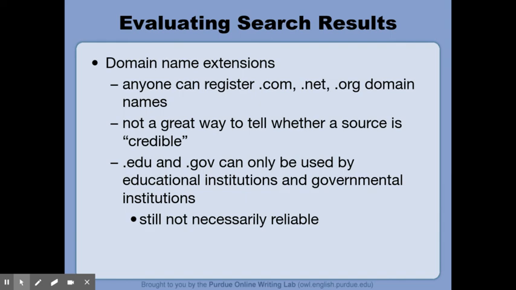.edu and .gov can only be used by educational institutions and governmental institutions. This still doesn't necessarily mean that they're reliable. However, it is a good place to look because a lot of .edu websites could be websites that are tied to an institution's library, so the information could be more credible. So this isn't something you should base your picking a result from completely, but it is a good way to have an understanding of whether or not a resource could be credible or not, biased or not.